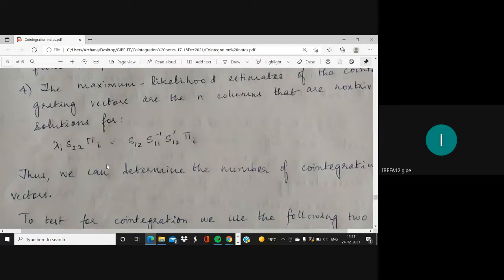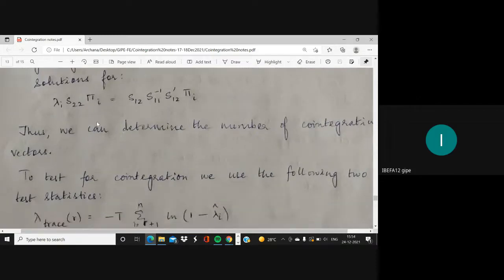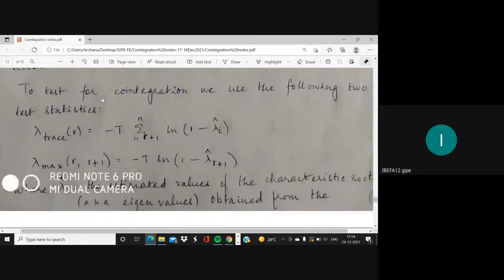It may not be very clear to you. It's not very clear to me also, since I haven't manually done it. But remember that we are trying to find the co-integrating vectors, which will be contained in the parameters of this pi matrix. So thus we can determine the number of co-integrating vectors. We can find out exactly how many there are, because the number of non-zero lambda i's will give you the rank of pi, which will again tell you how many co-integrating vectors there are. If you can directly find the rank of the pi matrix, you'll also be able to find out how many co-integrating vectors there are.